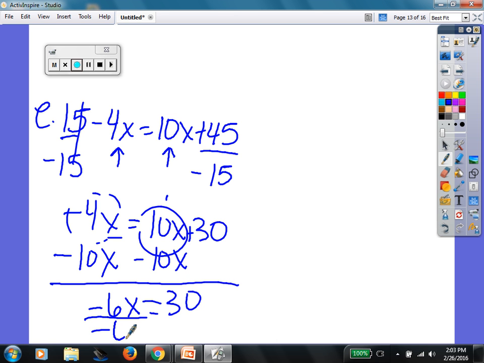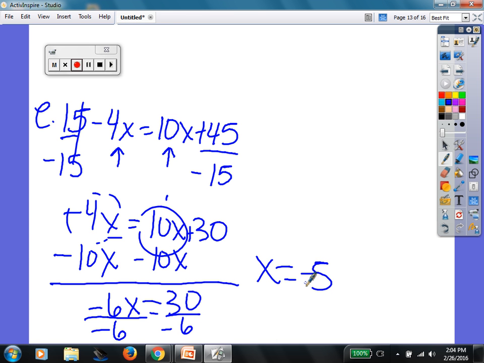I'm going to divide by 6. Divide by a negative 6, excuse me. Make sure you keep that negative. X equals negative 5. Okay? X equals negative 5. Oh man, I'm looking here at my answer key, and it's saying that I am not correct. Can you find my mistake?